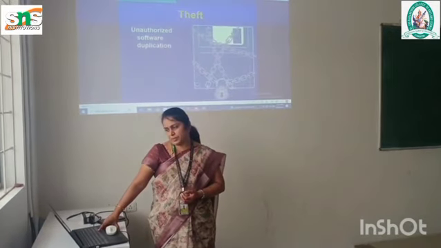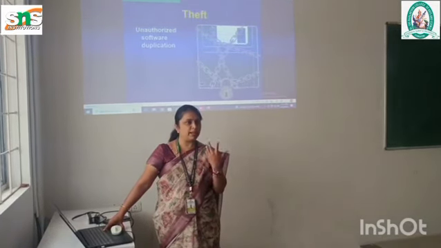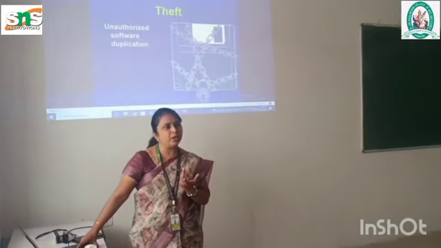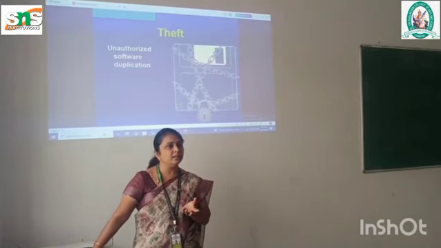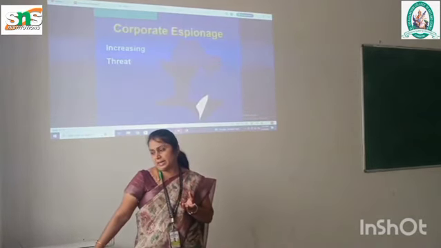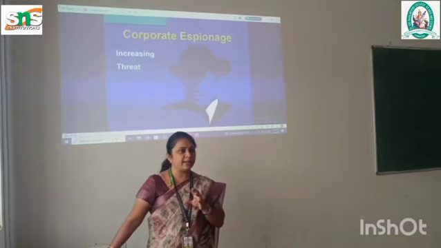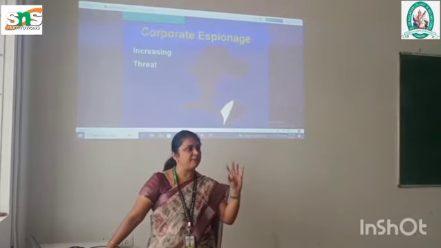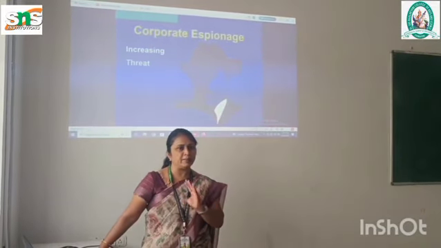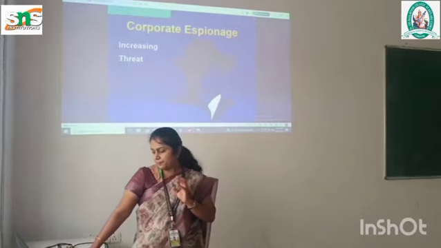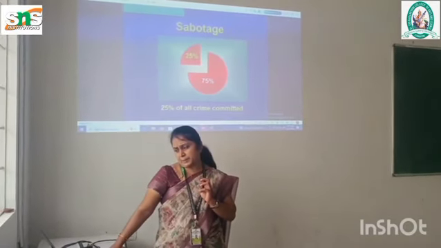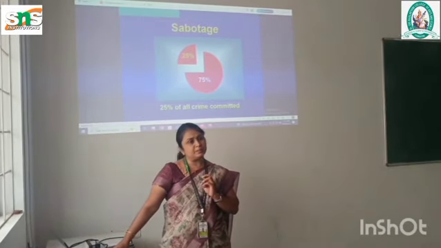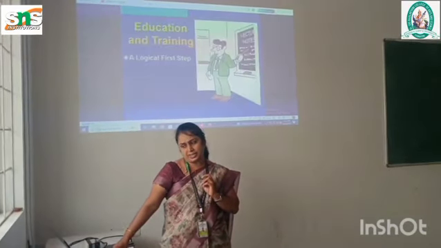Theft, software duplication, like a Microsoft account, duplication with ID keys. If you have hacked it, then you can use it, right? And corporate espionage, an increasing threat, like cloning real websites. Nowadays we have many cloning websites available that look like the real website. Sabotage: 35% of all crime is committed this way. And 75% will be under investigation.